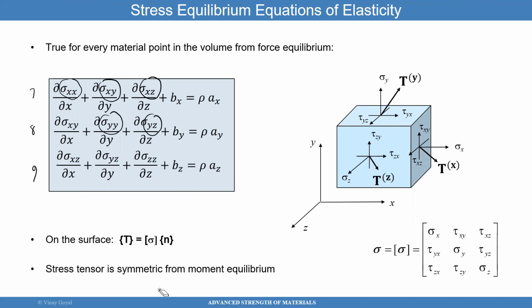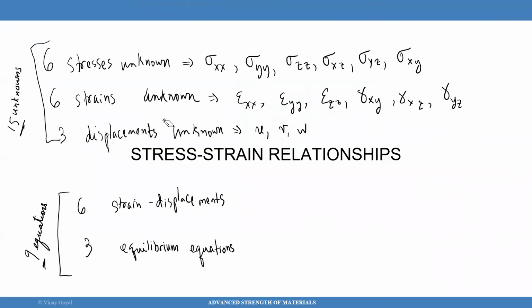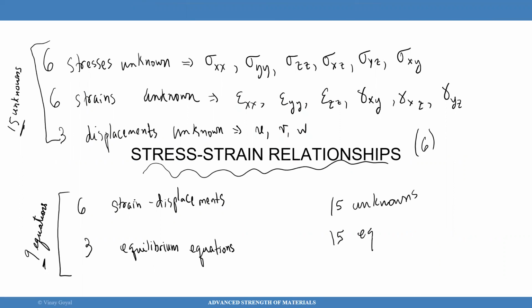So you're kind of stuck now with 9 equations, but 15 unknowns. And where I get the rest of them, I'm going to use stress-strain relationships to get 6 more. And if I can get 6 here, then I have 15 unknowns and 15 equations. And then I can solve this, which sounds very daunting, to be honest.